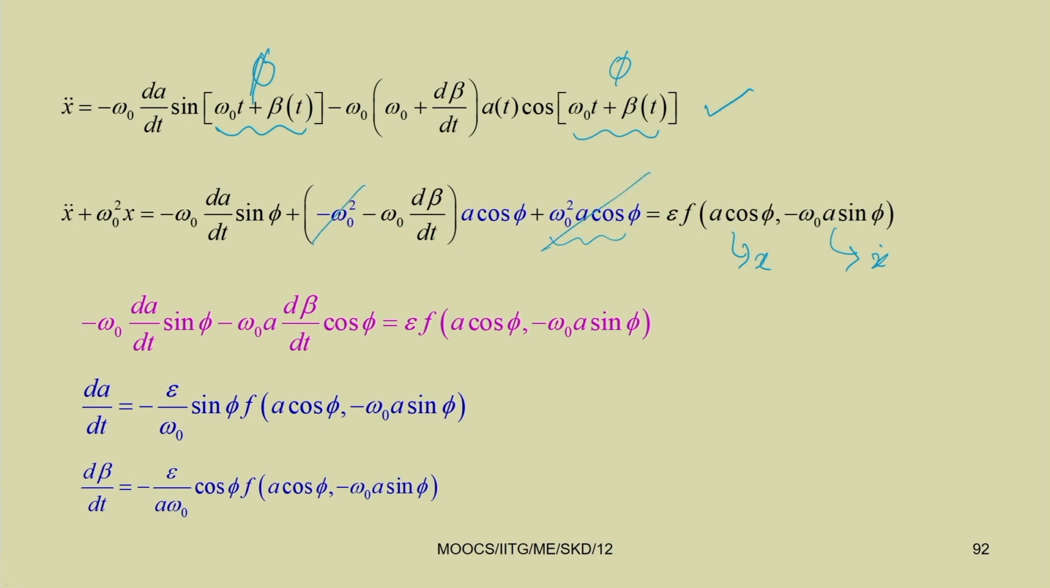The remaining terms can be written conveniently as minus omega 0 dA by dt sin phi minus omega 0 a d beta by dt cos phi, equal to the right hand side, epsilon f of a cos phi, minus omega 0 a sin phi. From this equation now we can write dA by dt, taking this equation as B and the previous equation as A.